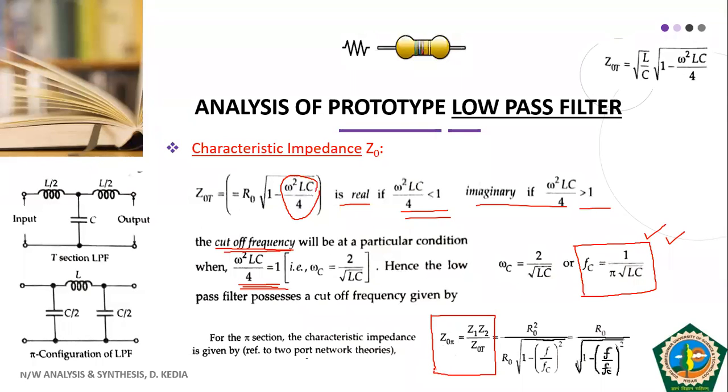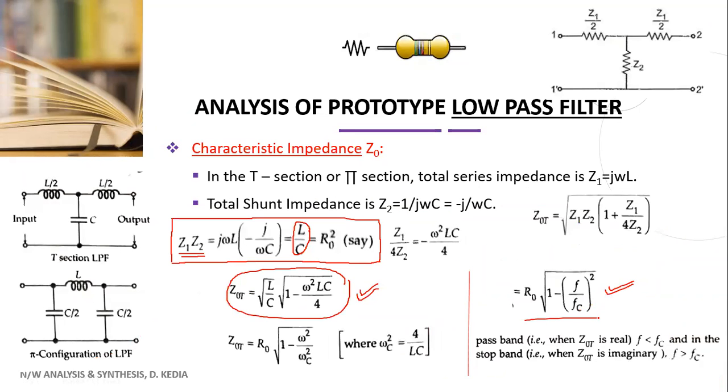Okay. So you can also again go through that. For pi section characteristic impedance, that is Z naught pi, the formula is Z1 Z2 by Z naught T. So if you apply this formula, you will directly get the characteristic impedance of your pi network. So this was our characteristic impedance for T section. For pi section, Z1 Z2 divided by this.